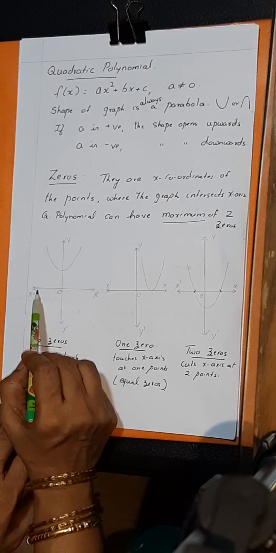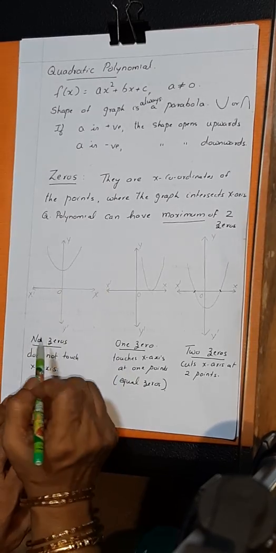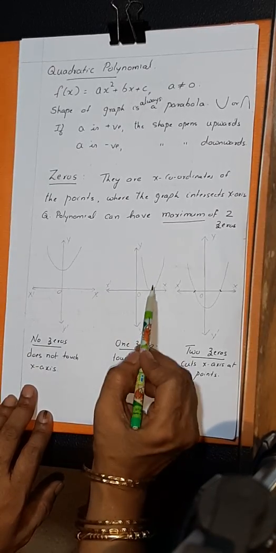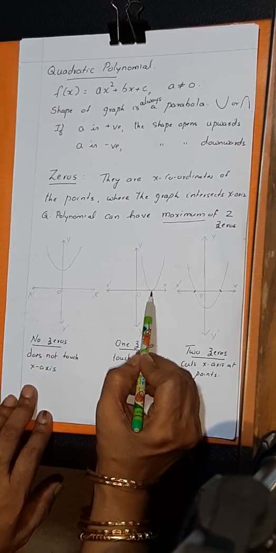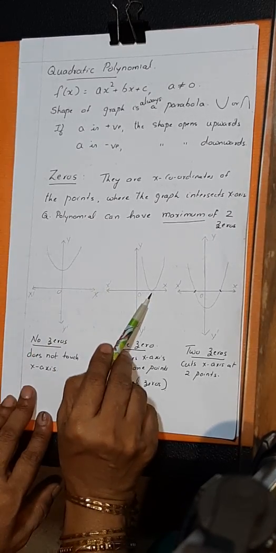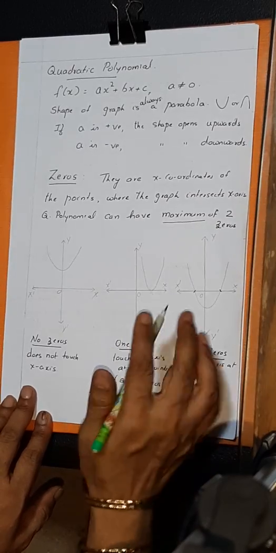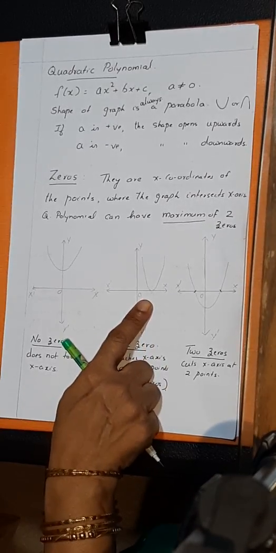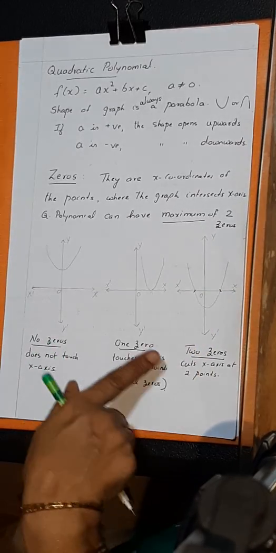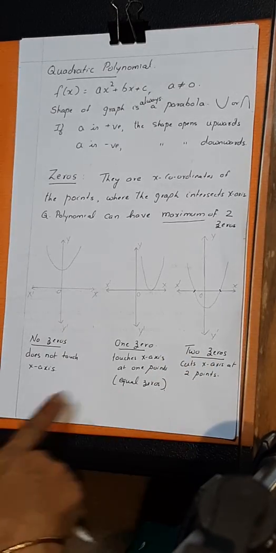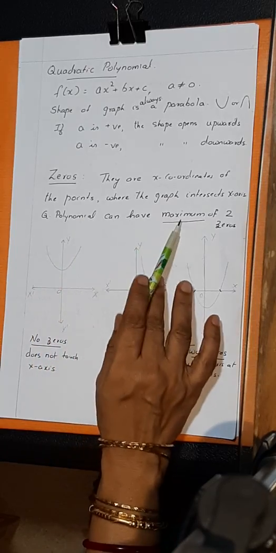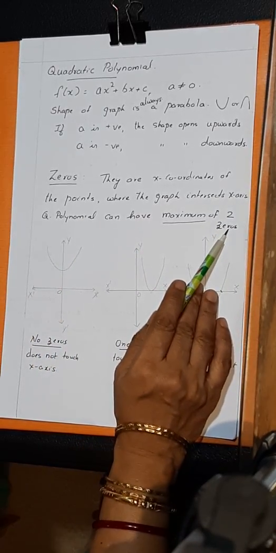Here it is not touching the x-axis at all, so it does not have any zero. Here in this figure you see it touches the x-axis at exactly one point, so it has only 1 zero. The two zeros are equal, so it is considered as 1 zero. And here it touches the x-axis at 2 points, so it will have 2 zeros. That is why we say a quadratic polynomial can have a maximum of 2 zeros.